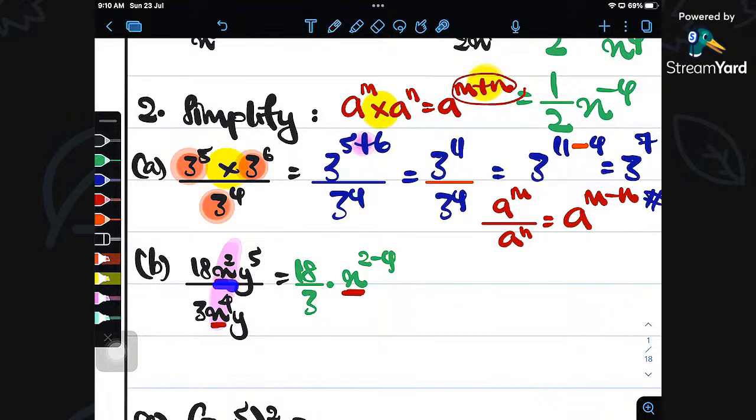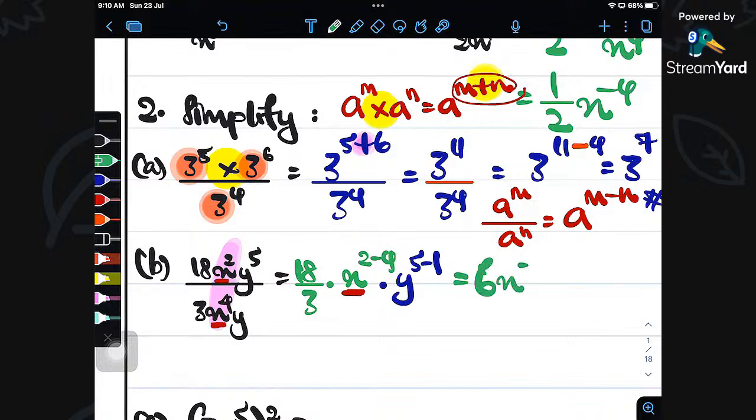And then in fact, this is a division, pembahagi kan? So kalau you berjumpa dengan soalan, problem yang berbentuk bahagi, you must minus the power. So 2 minus 4 is there. Whilst untuk yang y pula, 5 will be minus with 1. Therefore, the final answer is 6.